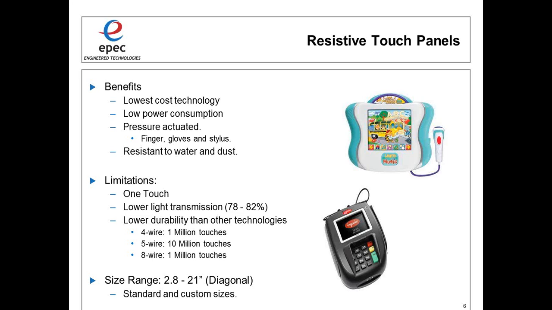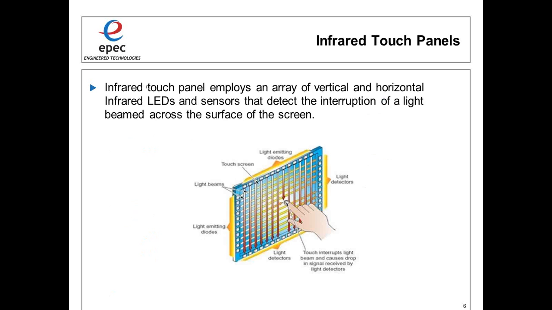So for a 4-wire touch panel, we're able to get 1 million actuations in one location. A 5-wire, because we've got the probe, will last up to about 10 million actuations. An 8-wire, although it's drift-free and we don't have to recalibrate, because it's based on a 4-wire, we still have the same issue with cracking and fracturing of the ITO film layer, so we're back to 1 million actuations or touches. Size range in all of these is 2.8 to 21 inches, and with EPIC we've got standard sizes, but we can also do custom sizes depending on your application.